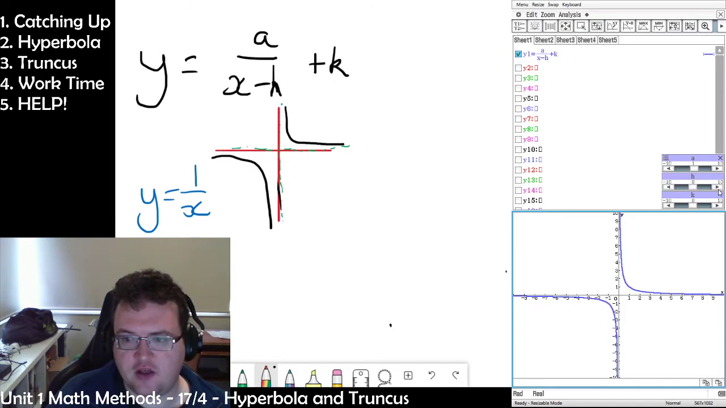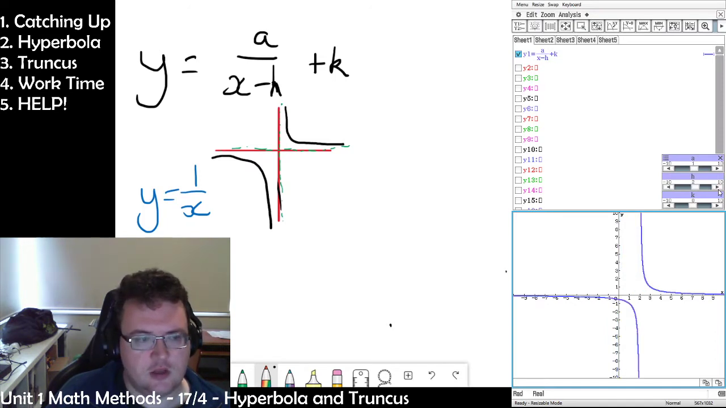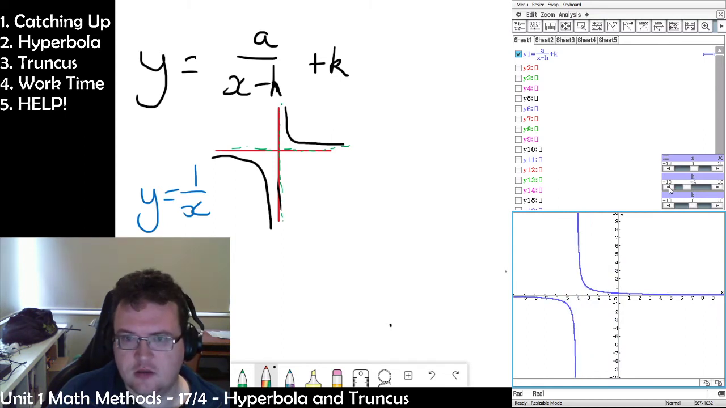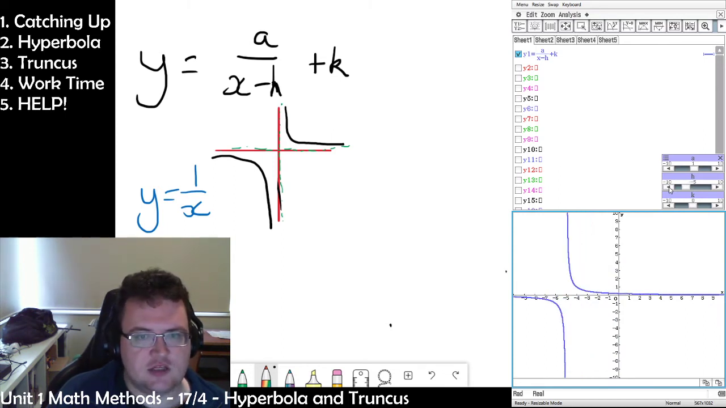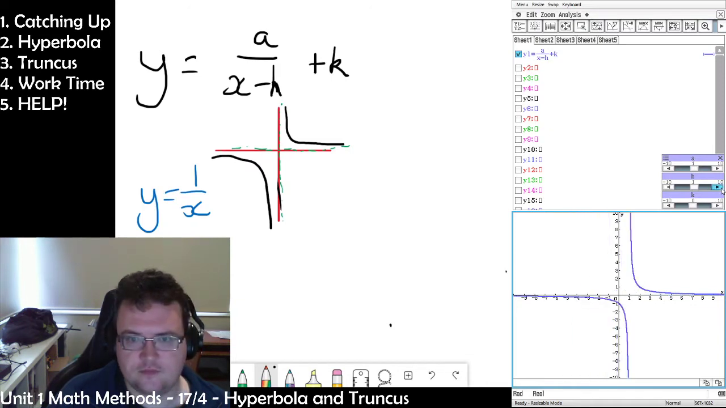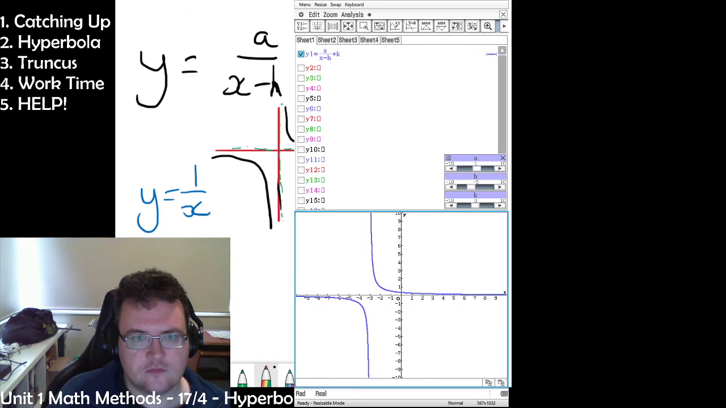Now, if I move the h value, remember I've put it as minus h, so if h itself is positive, we're moving it to the right. If h goes into the negative, we are moving it to the left. If you cannot see the calculator properly, you need to stretch your screen. Go full screen, please. I'll move it into the middle for you.